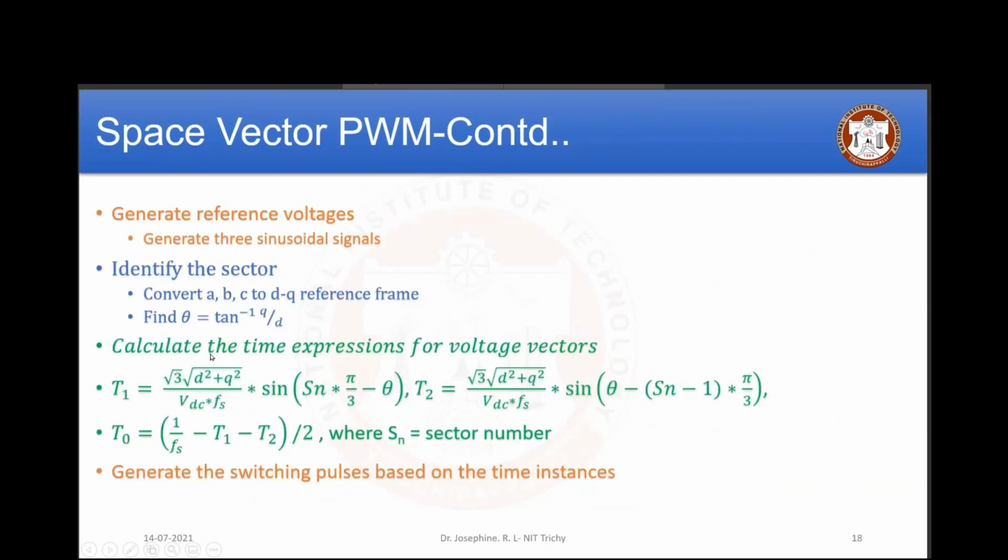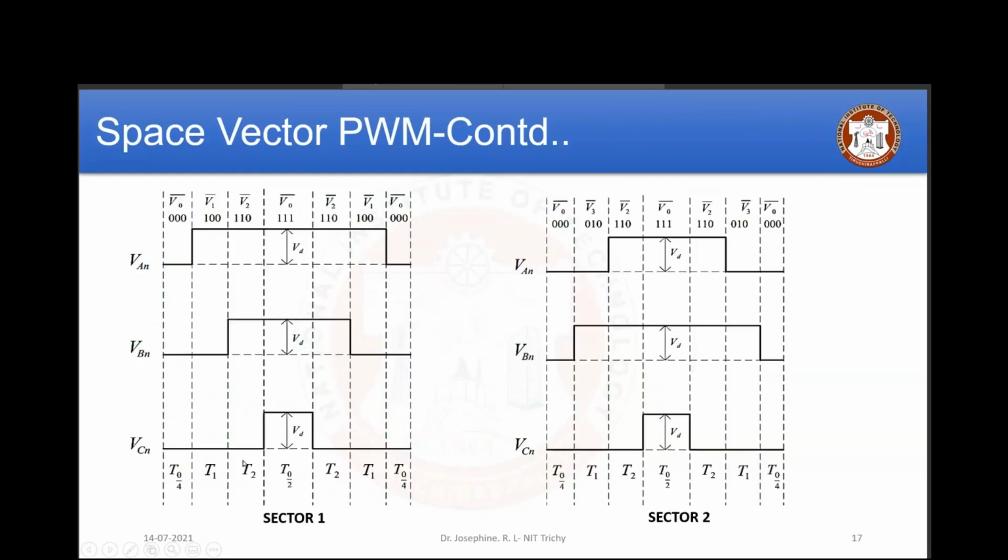If you see a lot of textbooks, they have this derivation, how much T1, how much T2, and how much T0 has to be. So these derivations are there, where Sn is nothing but the sector number. Based on the sector, you have to do these operations. My T0 is actually divided by 2 because it is shared between 111 and 000. Both are making the output zero vectors. So for half of T0 I'm going to give 111, and the other half I'm going to give 000.